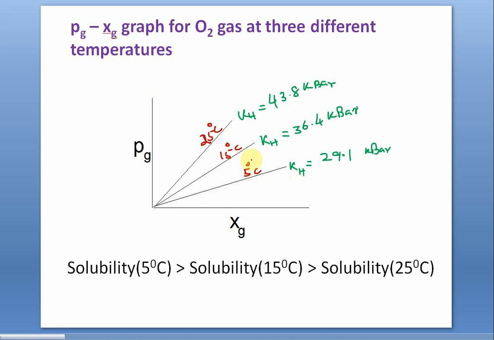Therefore, in cold climate, in cold countries, when the ocean temperature is 0 or sub-zero, aquatic life is more sustainable because the oxygen content in water is much greater. Solubility increases at a lower temperature, so aquatic life is more sustainable at a low temperature condition in cold climate, right? So solubility at 5 degrees is greater than at 15, and as you continue to increase the temperature, the slope increases, KH increases, solubility decreases, right?